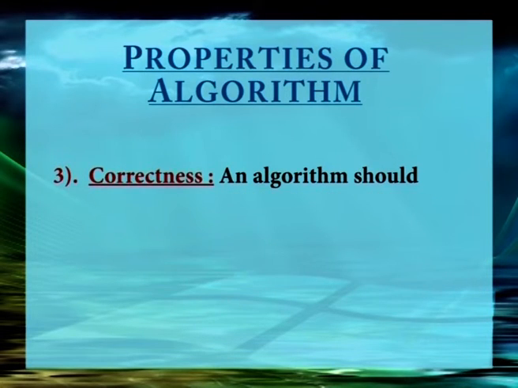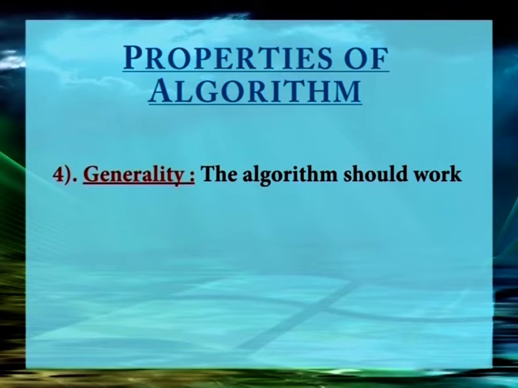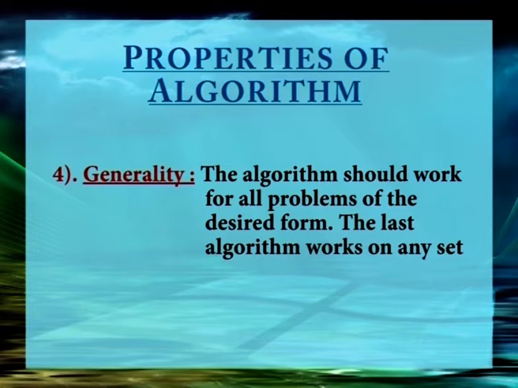Next is correctness. An algorithm should produce the correct output values for each set of input values. Fourth is generality. The algorithm should work for all problems of the desired form. For example, the last algorithm works on any set of integer values.